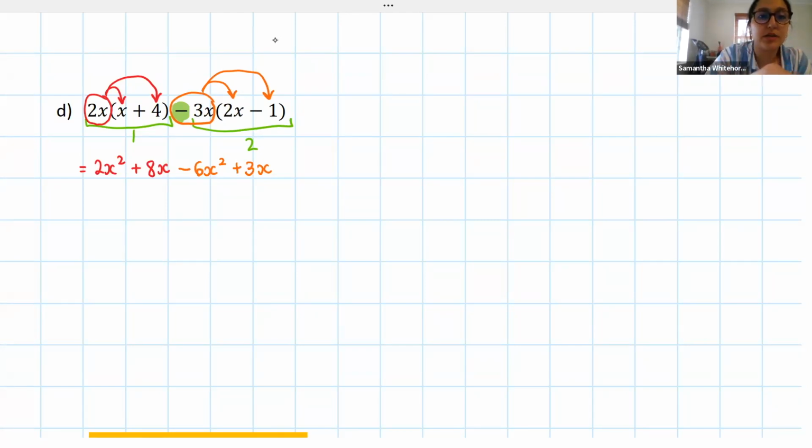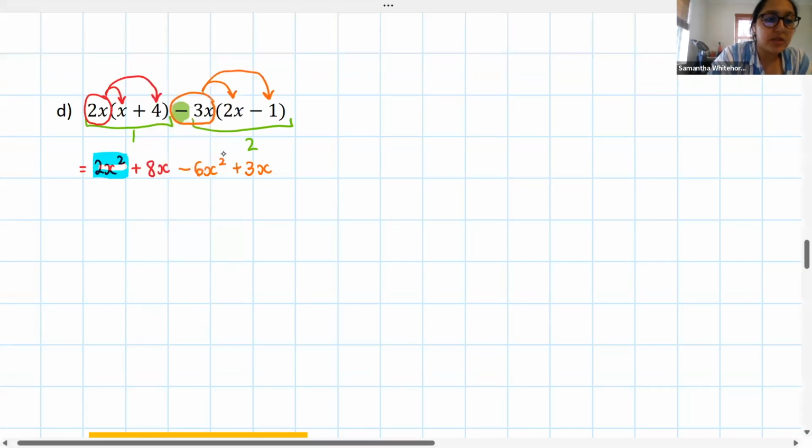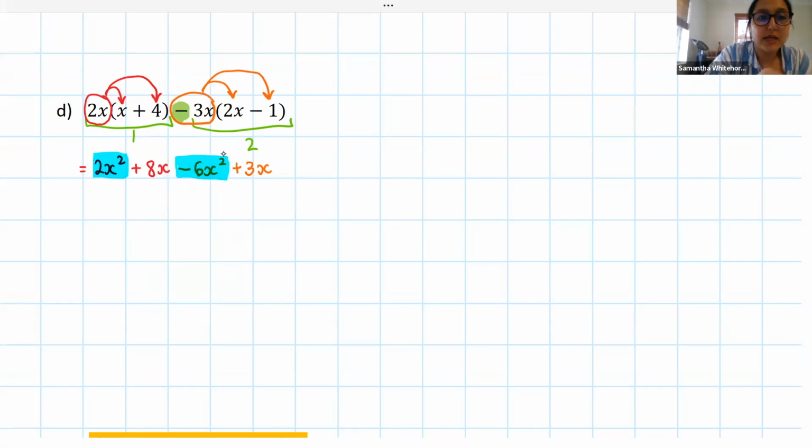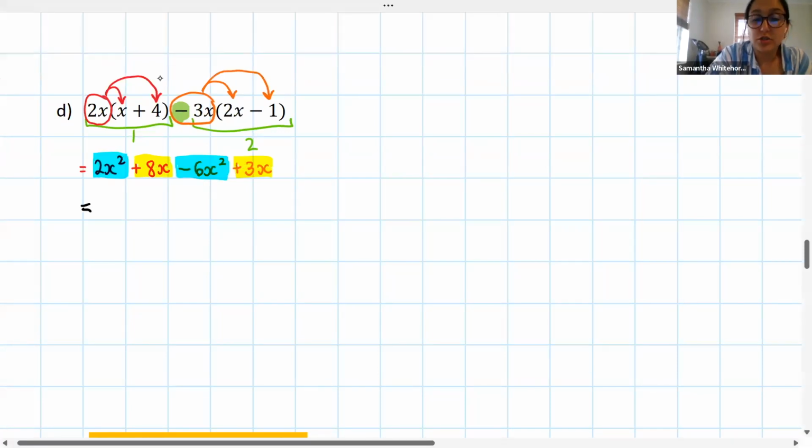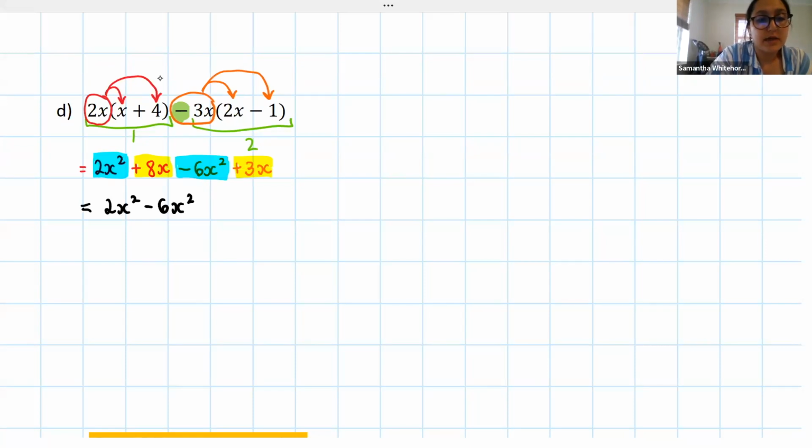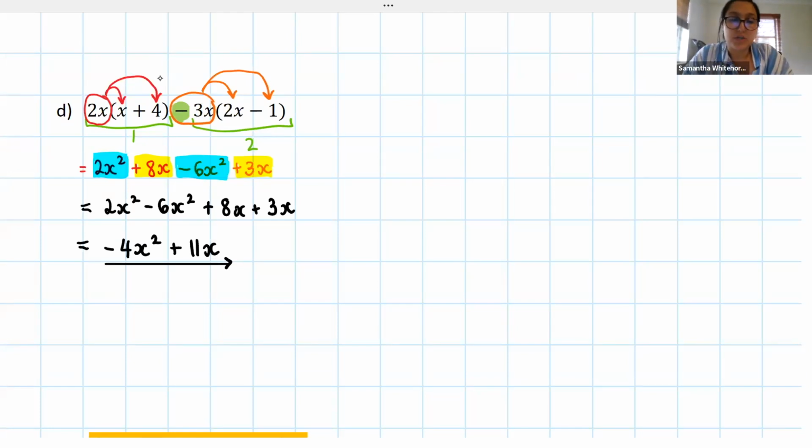Now it's just about getting my like terms. So my like terms are going to be the x squared terms, so the 2x squared and the minus 6x squared. And then separately to that, because the exponents are different, I've got my positive 3x and my positive 8x term. Those are not like terms to the x squared terms. So 2x squared minus 6x squared plus 8x plus 3x. Again, you don't have to rewrite them, but you can if you want. 2x squared minus 6x squared is negative 4x squared. 8x plus 3x is positive 11x. They're not like terms, so I can't do anything with that. Stop there, and I've simplified my expression.